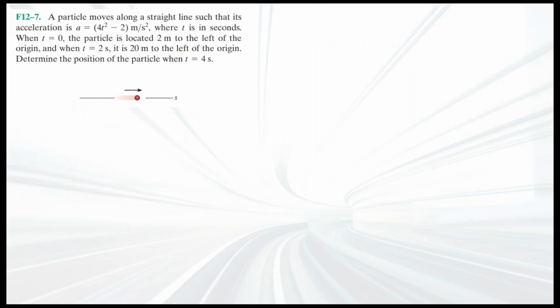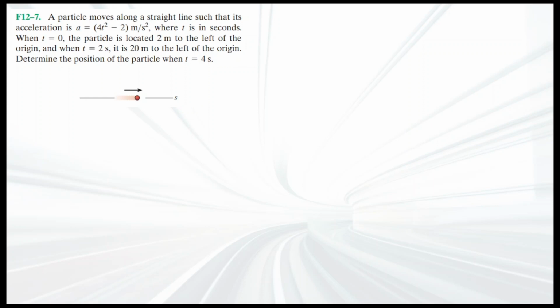Here we have a particle moving along a straight line such that the acceleration is a equals 4t squared minus 2 meters per second squared, where t is in seconds. When t equals 0, the particle is located 2 meters to the left of the origin. That gives you a lot of clues there. When t equals 2 seconds, it is 20 meters to the left of the origin. Determine the final position of the particle when t equals 4 seconds.